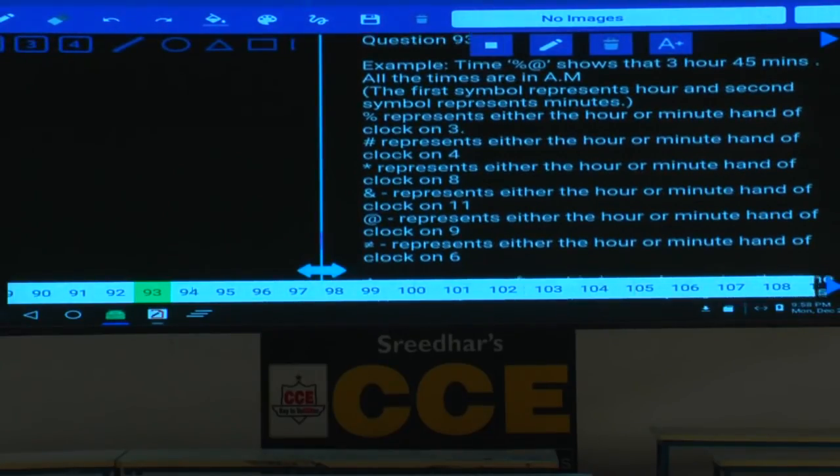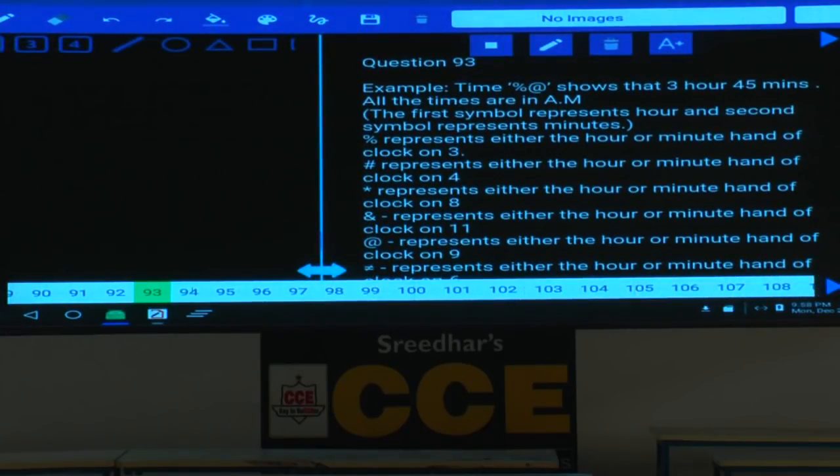Now question number 93 onwards. Example: time percentage at the rate of shows 3 hours 45 minutes, all the times are in AM. The first symbol always represents the hour hand and the second symbol always represents the minute hand. Now in this one, percentage is the hour and at the rate of is minute. Hence percentage means 3 hours 45 minutes.